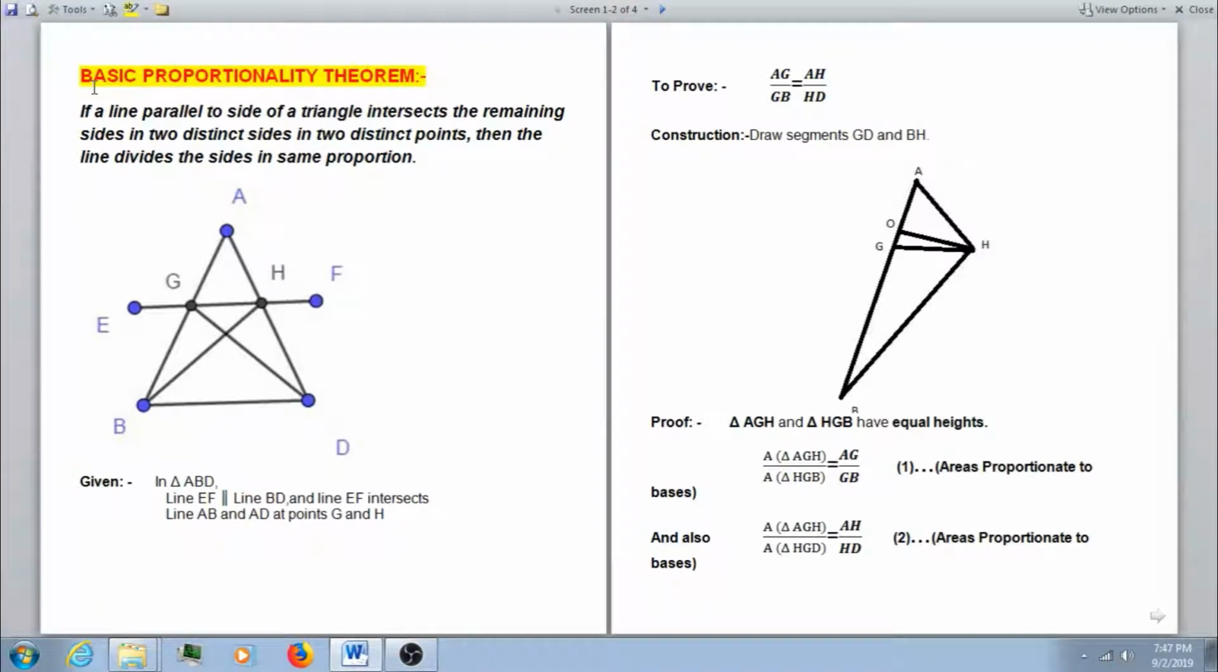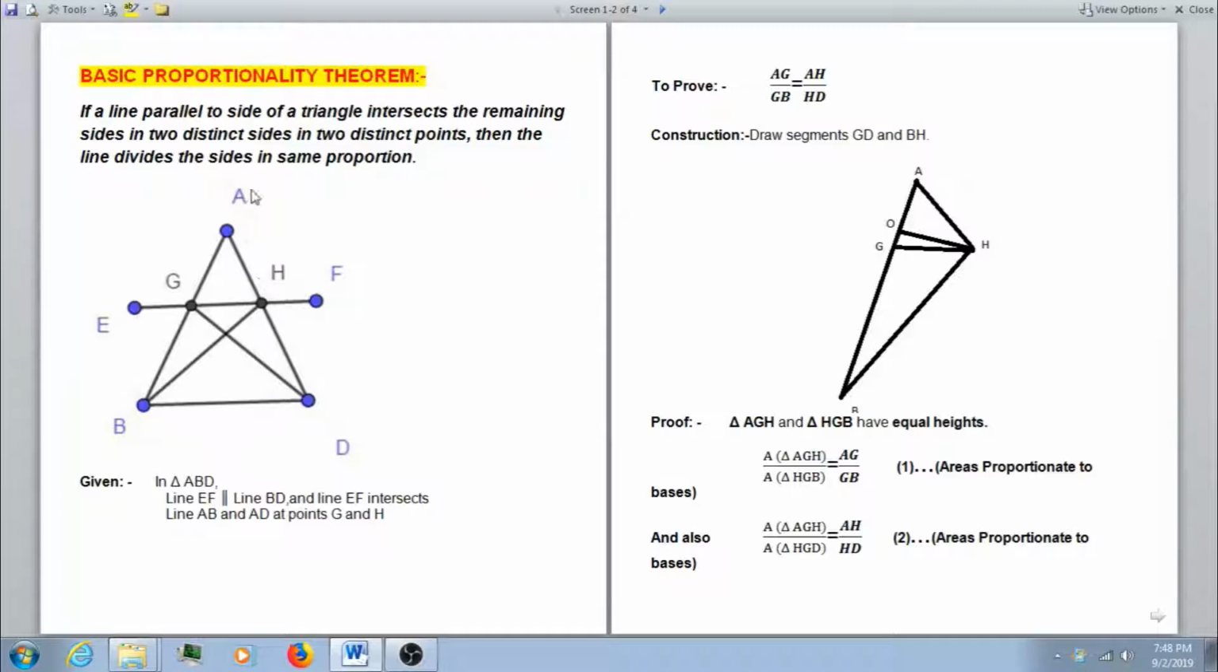Basic proportionality theorem. The statement is: if a line is parallel to a side of a triangle, okay, we have here ABD as a triangle and EF as a line parallel to the side BD. If a line parallel to a side of a triangle intersects the remaining sides, what are the remaining sides? AB and AD, and the line EF is intersecting the remaining sides AB and AD in points G and H respectively.